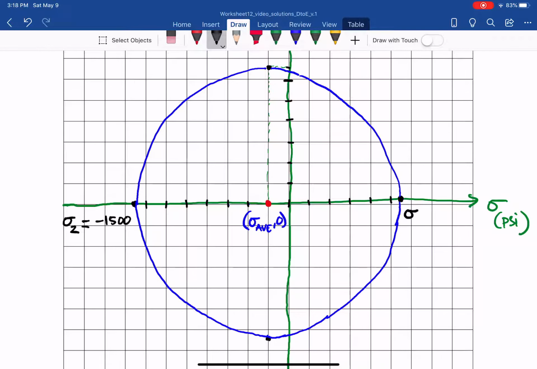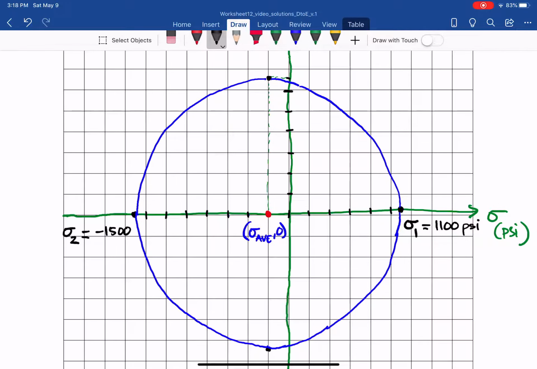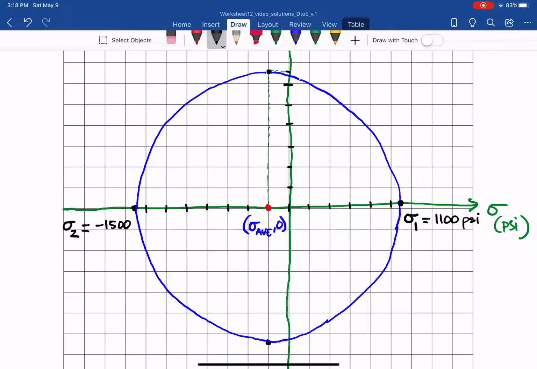That is actually the intersection of the circle with the horizontal axis sigma. So this is sigma 1. As you can see, the first intersection on the right will be sigma 1. The circle's intersection with the sigma axis on the left will be sigma 2. So sigma 1 is positive 1100 psi, exactly the same as what we did in worksheet 12A. So that is the first principal stress. And of course, the orientation we will talk about a little bit later.